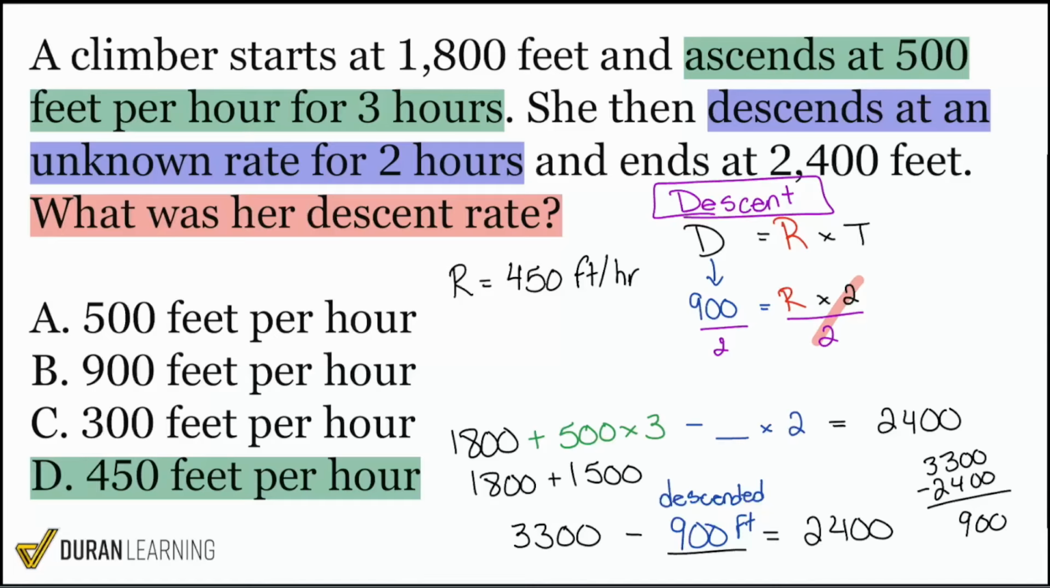B was a close one, but you have to divide by 2 since the 900 feet was split again across 2 hours. So hopefully that makes a little more sense there, my party people. And I hope you're ready for another one.